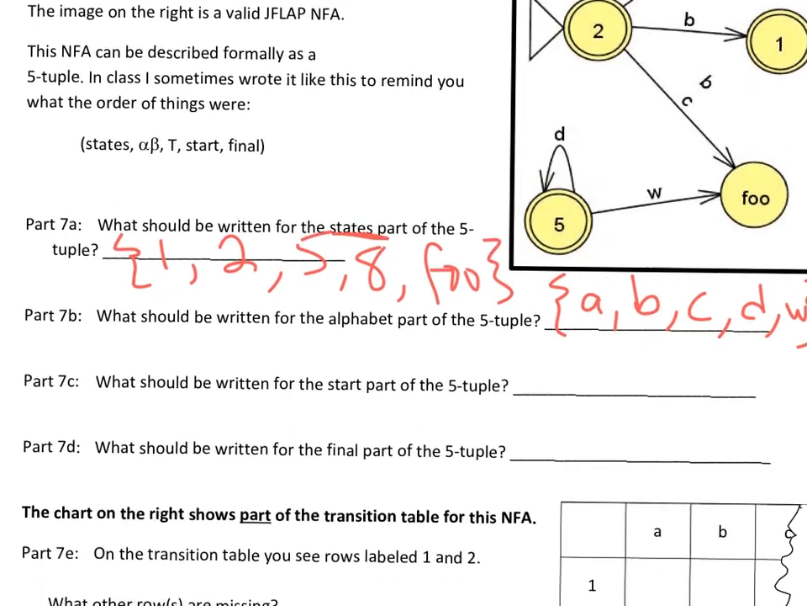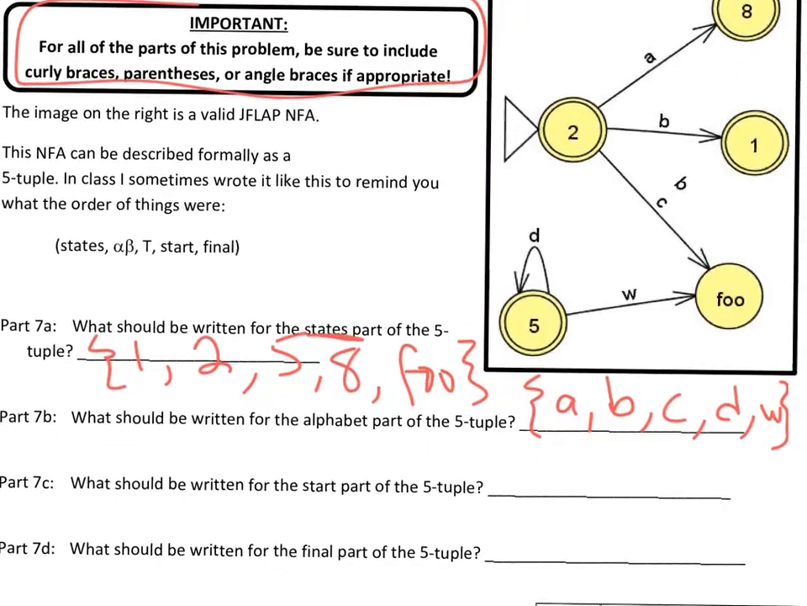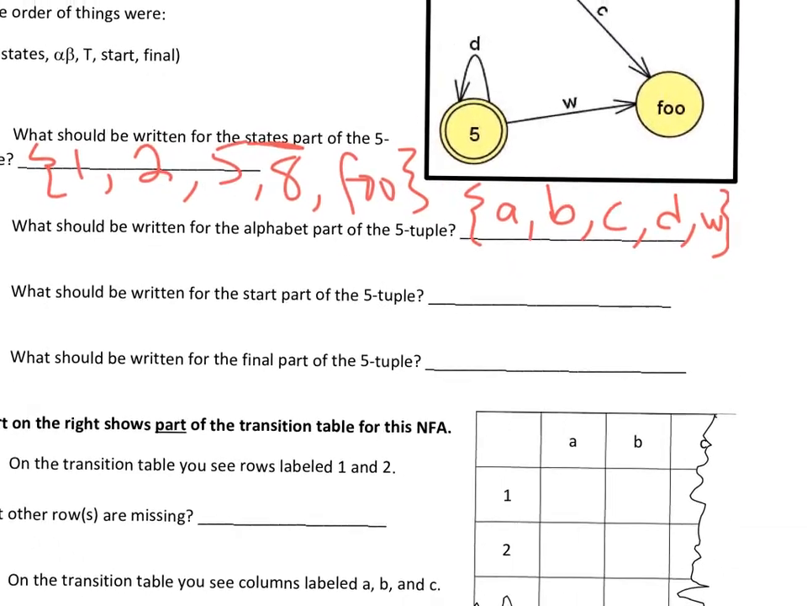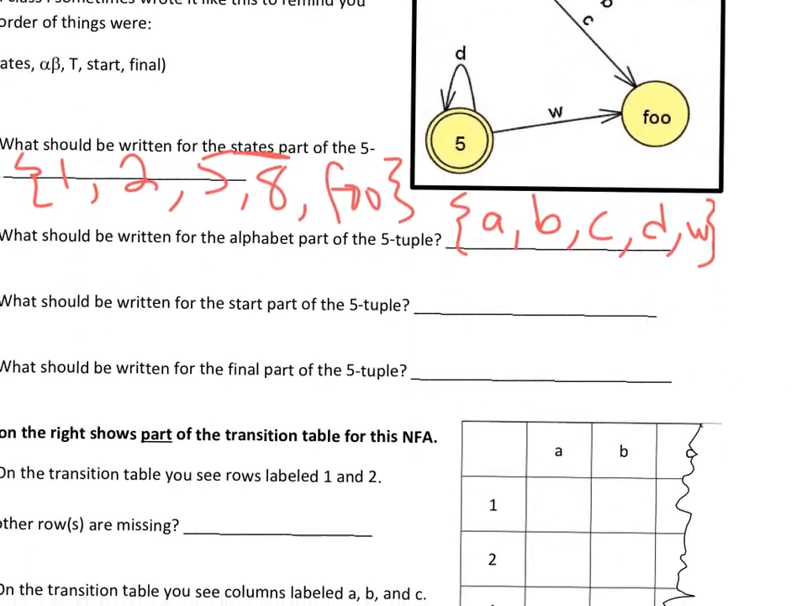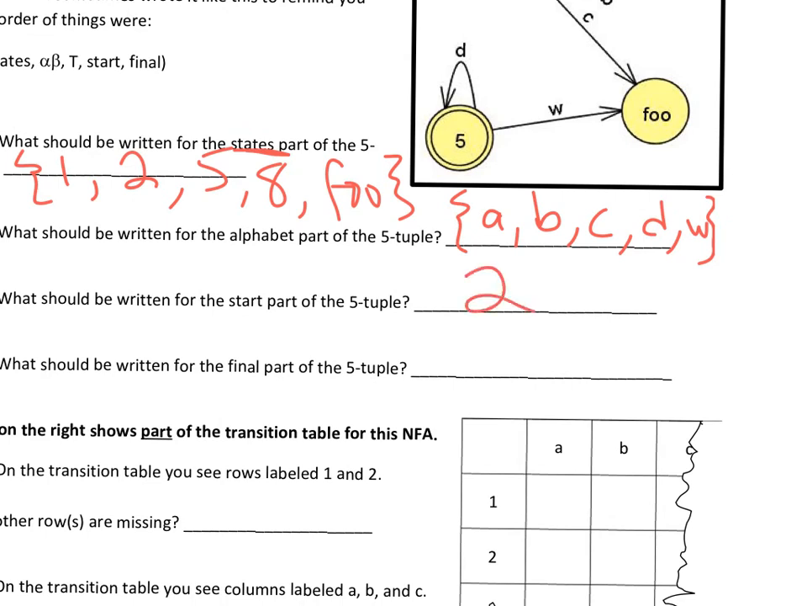Let's keep going. What should be written for the alphabet? Oh, I just did that, sorry. What should be written for the start? Well, the start is just 2, and that's not in set symbols because there's always just 1. What should be the final part? Well, the final part definitely has set symbols, and I see a 5 there.